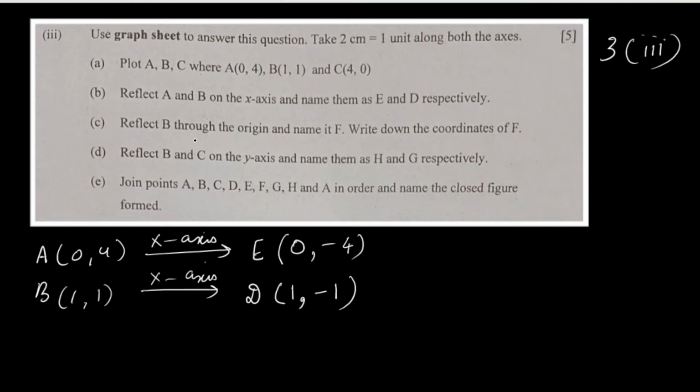Now reflect B through origin and name it F. Now again B we have to reflect. B we have to reflect along origin and we have to name it as F. So if we're doing reflection through origin, what will be the value?